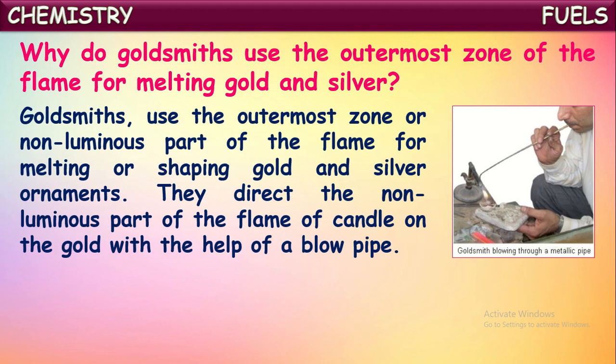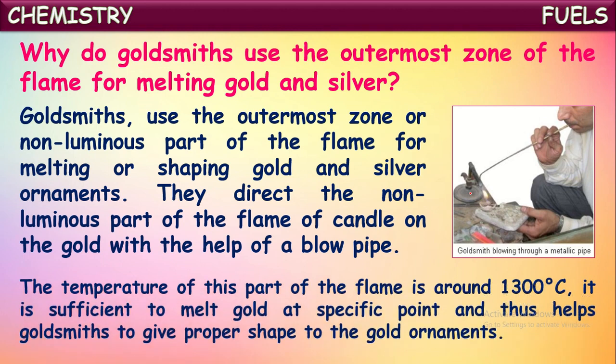Goldsmiths use the outermost zone or non-luminous part of the flame for melting or shaping gold and silver ornaments, isn't it? They direct the non-luminous part of the flame of a candle or any Bunsen burner onto the gold or silver with the help of a blowpipe. See here, from the Bunsen burner, the flame is coming. The outermost zone of the flame will be the hottest part generally. So they are blowing this outermost part of the flame onto the gold or silver ornament by using a blowing pipe.